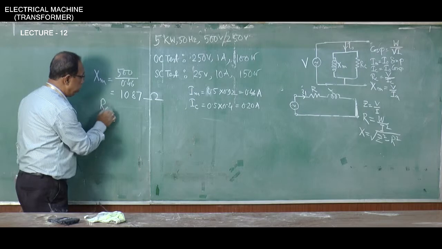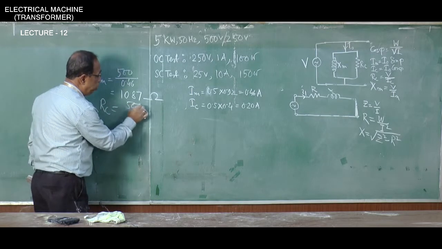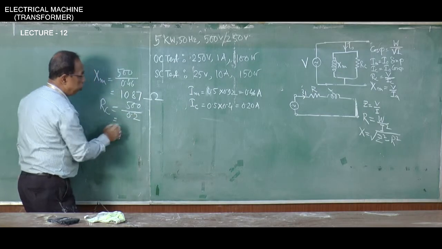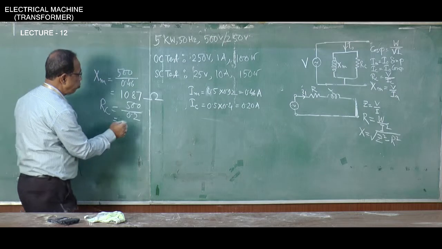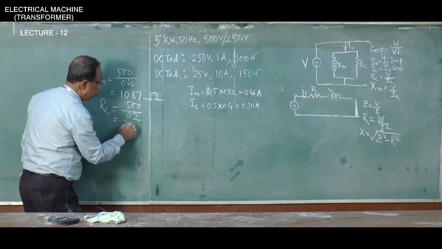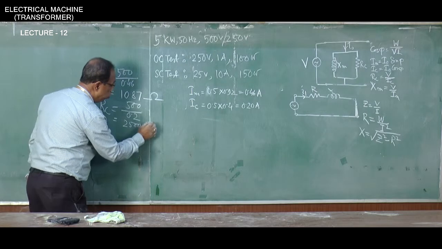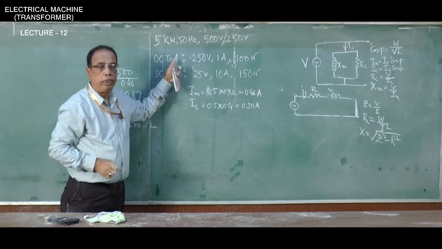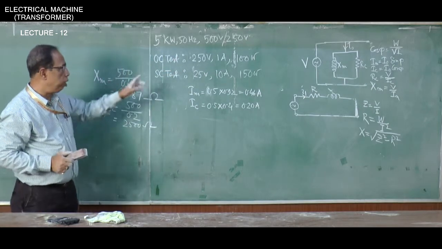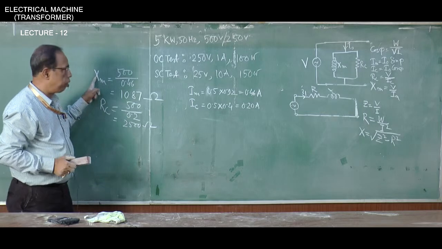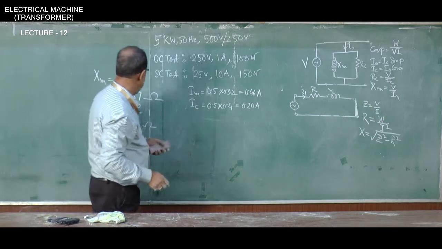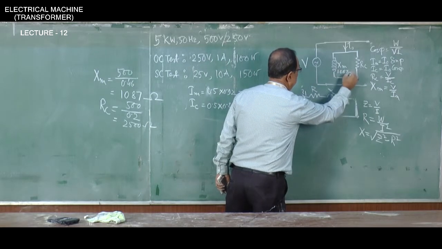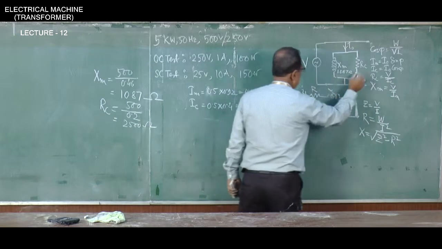What will be the value of RC? RC will be 500 divided by IC, where IC is 0.2. So, it is becoming 2500 ohm. This will be the value of RC for this transformer. So, from the open circuit test data, we can find out XM and RC. XM is 1087 ohm, and RC is 2500 ohm.